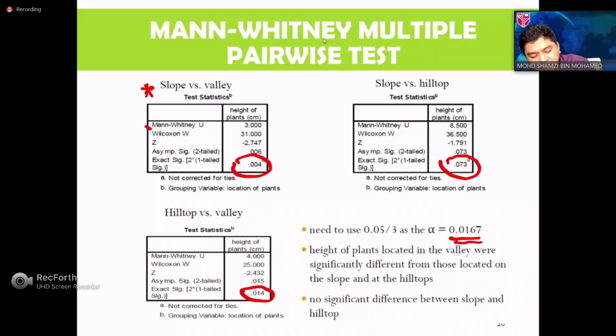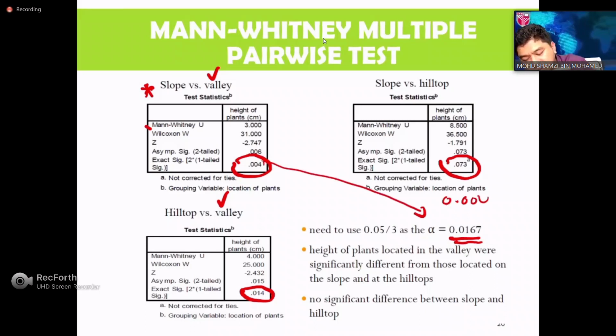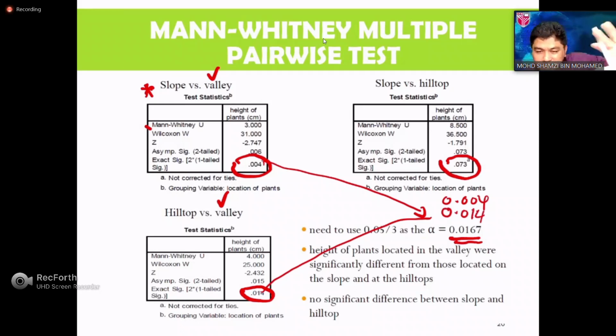So the one that is planted in the valley is much more different than the one in the slope and also the hilltop. Because here is 0.004 and here is 0.014, which is less than 0.0167. Okay, so you can see that those planted in the valley are very different in terms of height. But no significant difference between slope and hilltop. Okay, so this one, I think is from the lab manual.